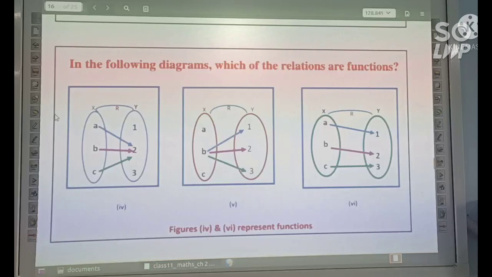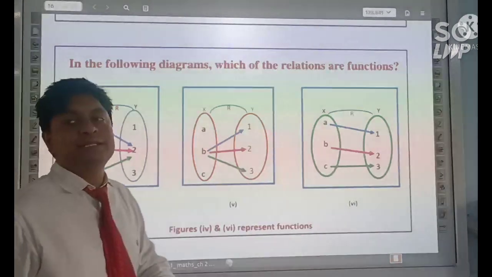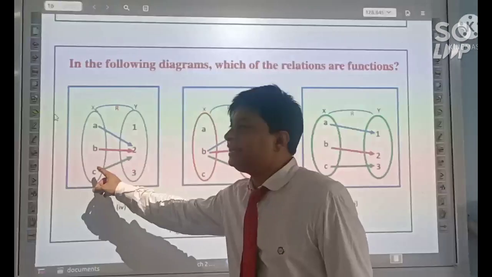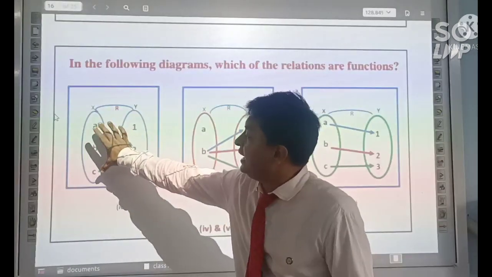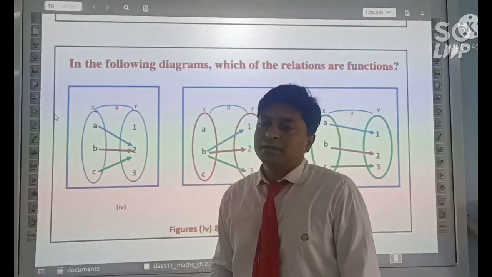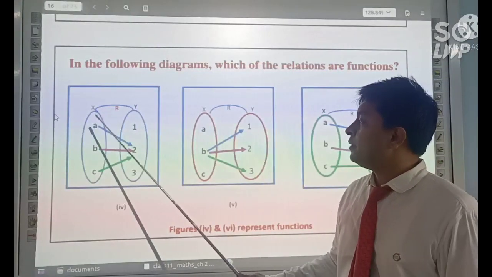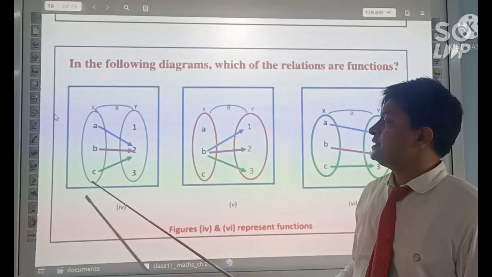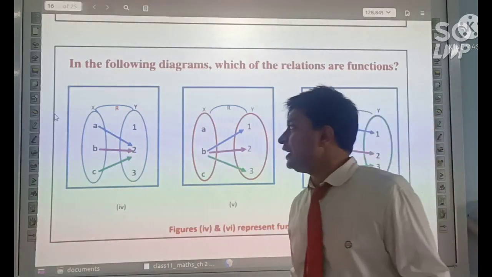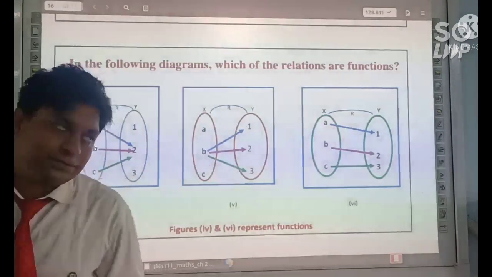Now the next example is A is related to 2, B is related to 2, C is related to 2. Then what is the position? This is the many-one. Ordered pairs are (a, 2), (b, 2), (c, 2). Then we say that this is the function.